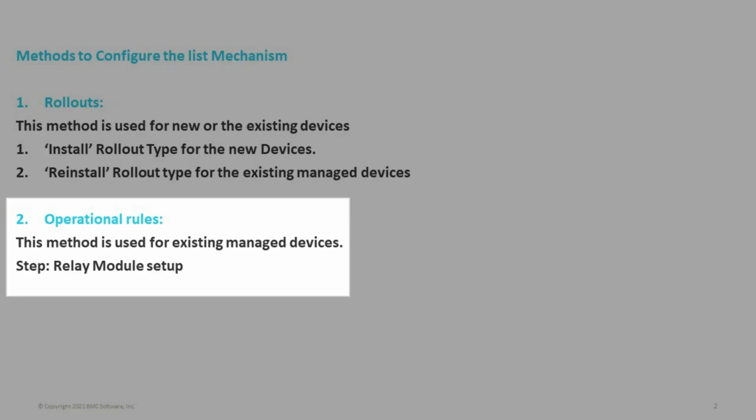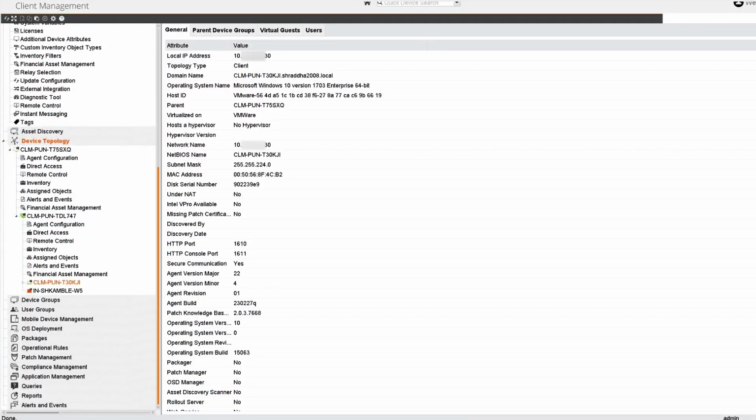Now let's move on to another method, which is the operational rule method. With this method, we will configure the list mechanism on the existing managed devices, that is the devices where the BCM agent is already installed. So let's first check the current configuration of the device.